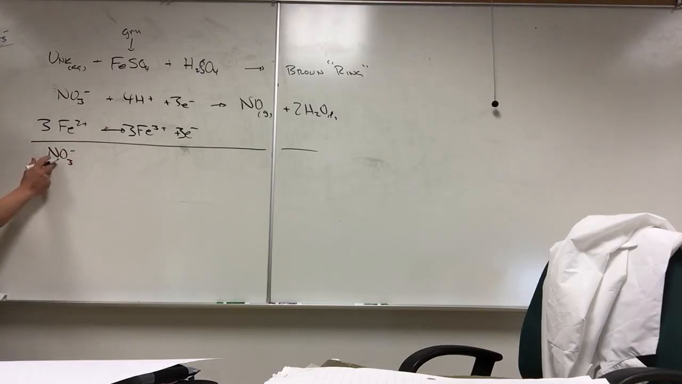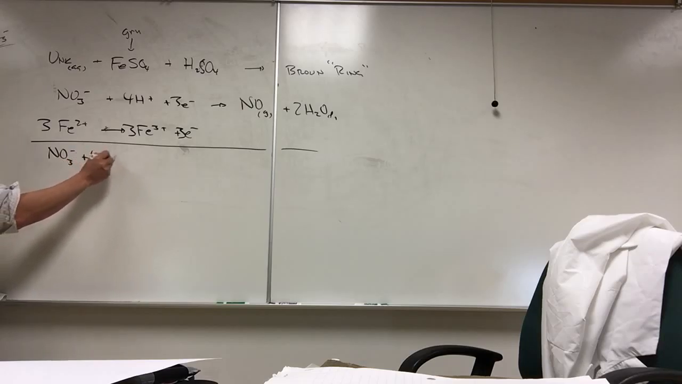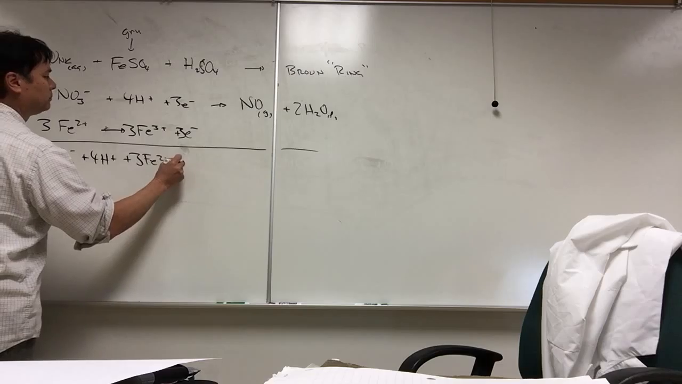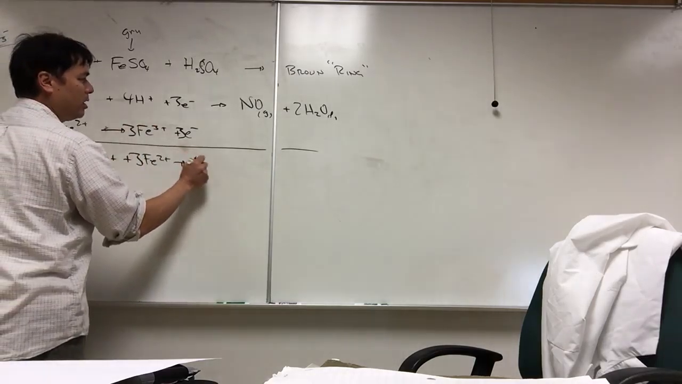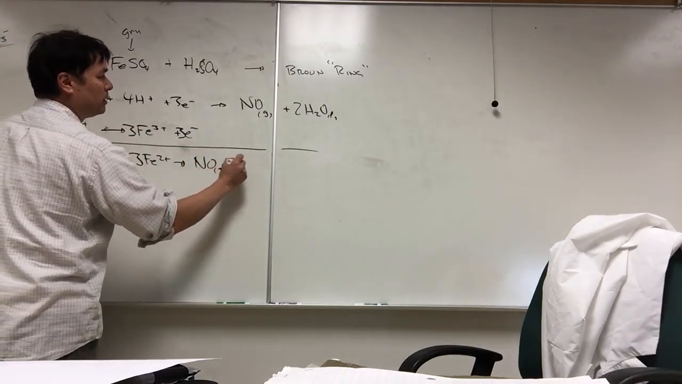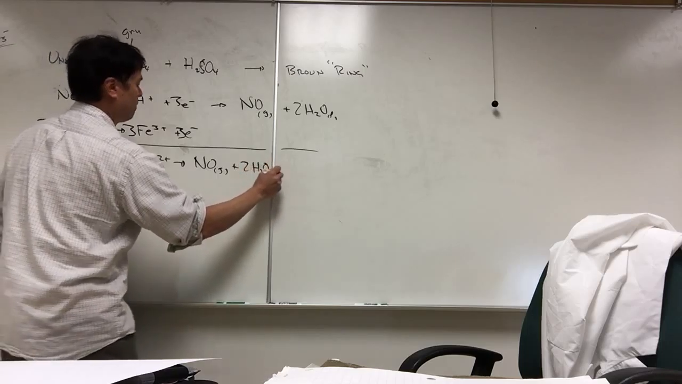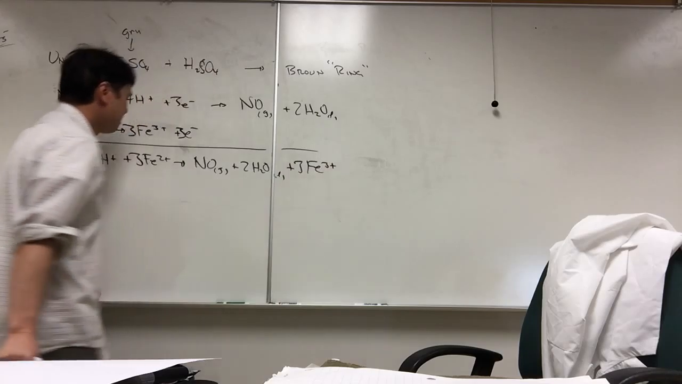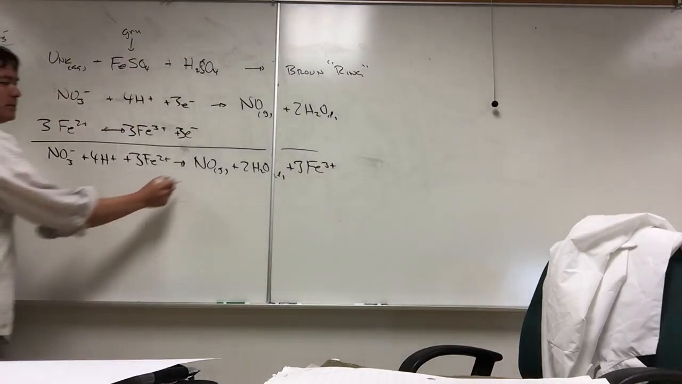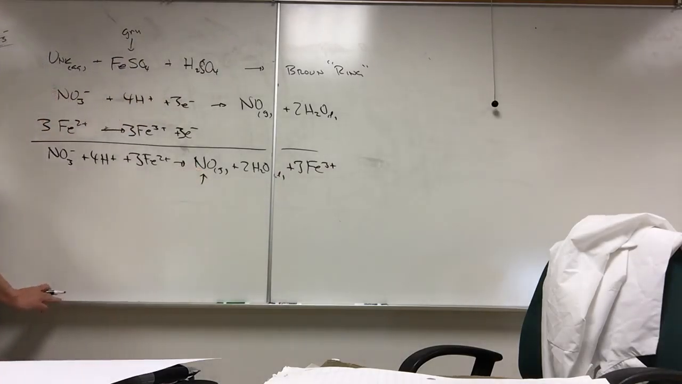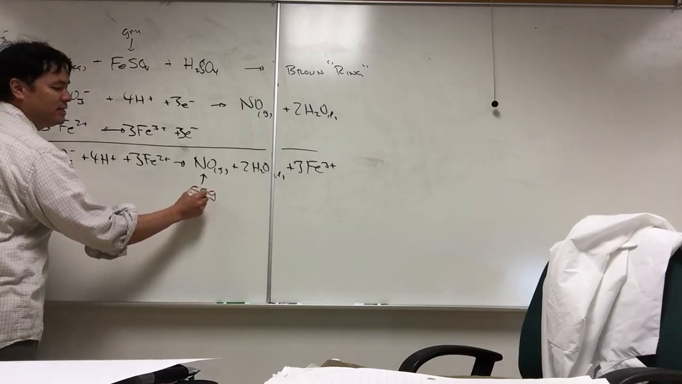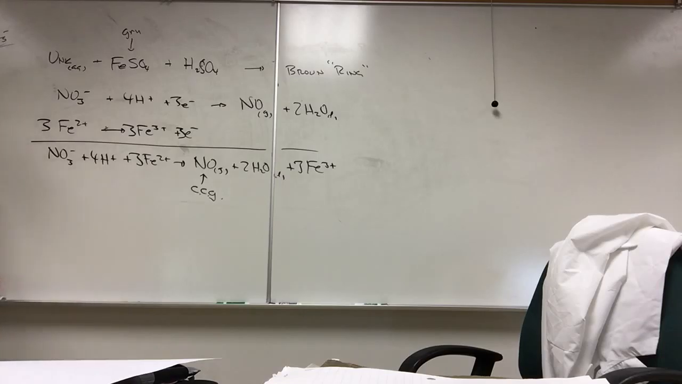And so the net reaction for this is nitrate plus 4 H plus plus 3 Fe2 plus goes to NO gas plus 2 H2O liquid plus 3 Fe3 plus. Well, the problem is nitrate's colorless, but so is NO. NO is a clear colorless gas. And so where does the brown color come from?